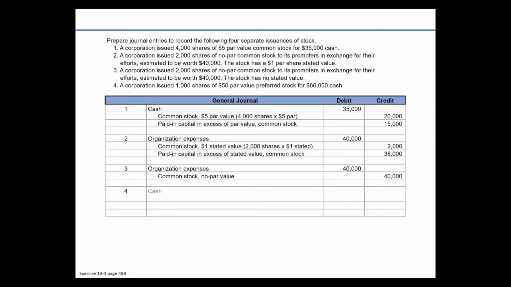And so what we would do is we would have a cash debit in the amount of $60,000. We would credit the preferred stock, $50 par value. And so again, 1,000 shares multiplied by 50 is 50,000. So we would credit that for 50,000, and then we would credit the paid-in capital in excess of par value on preferred stock. We would credit that 10,000.